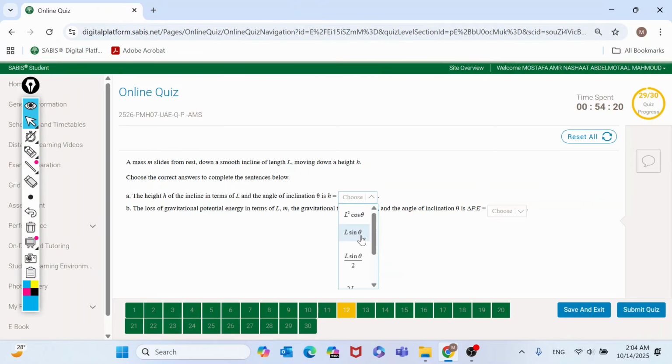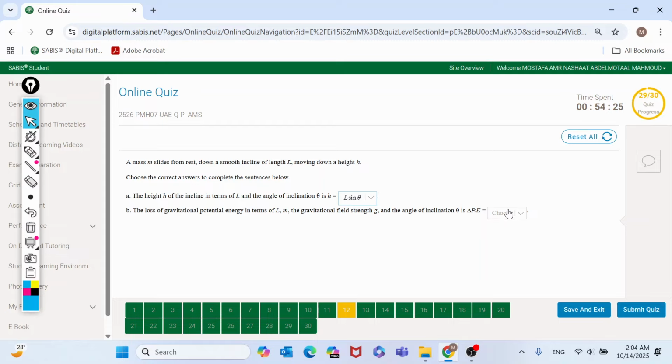Okay, so this one, does it work now? What did we get for this one? L sine theta and negative mgL sine theta. L sine theta is h, so it's negative mgh, but you just replace the h with L sine theta.